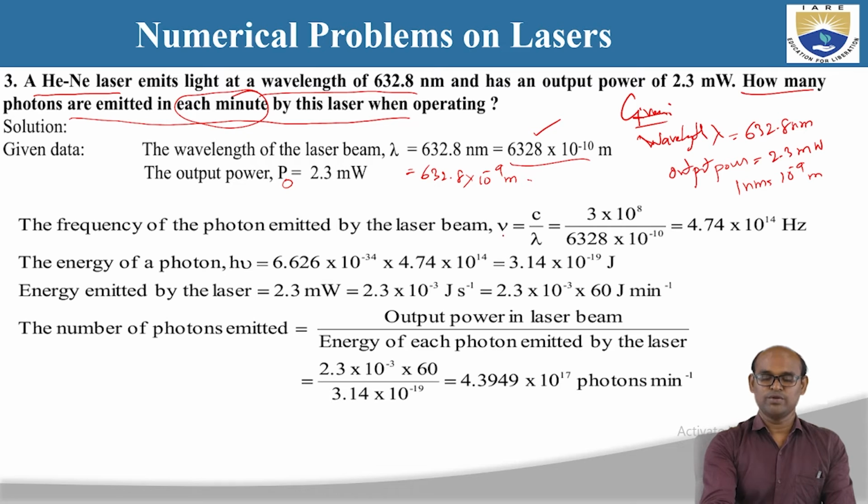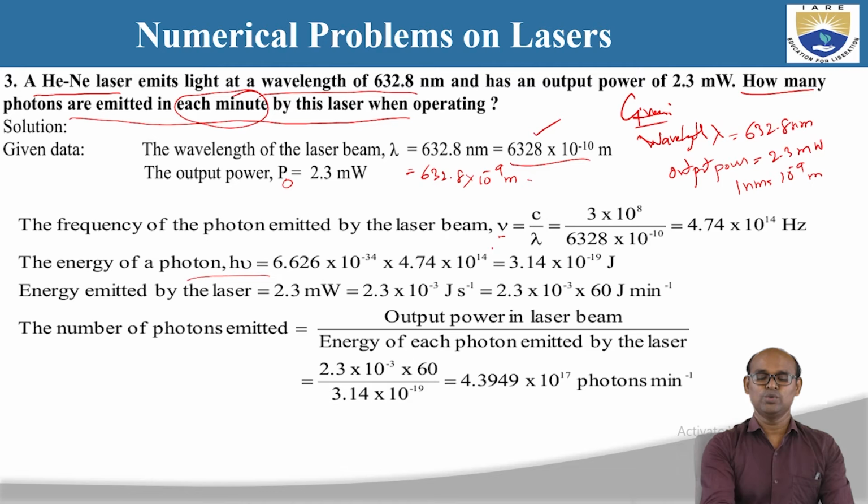So using this formula, nu is equal to C by lambda. Nu is frequency. We know that frequency nu is given by C by lambda, where C is velocity of light. So 3 into 10 power 8 divided by lambda, 6,328 into 10 power minus 10. First, we are going to calculate the energy of photon. Energy of photon is h nu.